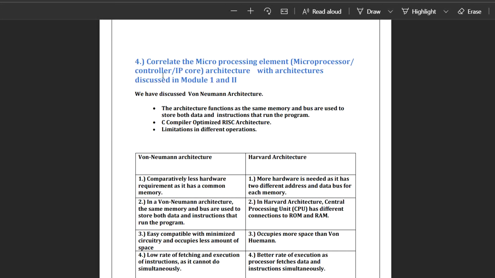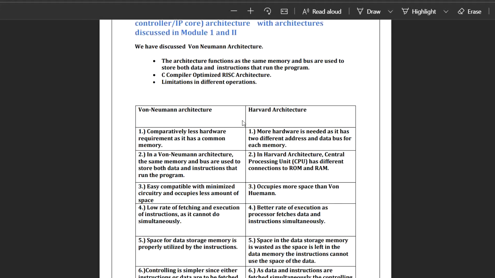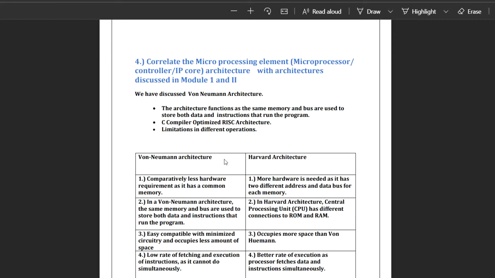The next question was to correlate the microprocessor, microcontroller or IP core architecture with the architecture discussed in module 1 and module 2. In modules 1 and 2, which cover the CAT 1 syllabus, we discussed the Von Neumann and Harvard architectures. As the PIC18 is of Harvard architecture, it also follows RISC architecture, a C compiler optimized RISC architecture. So we can correlate it with C compilers used to program it.